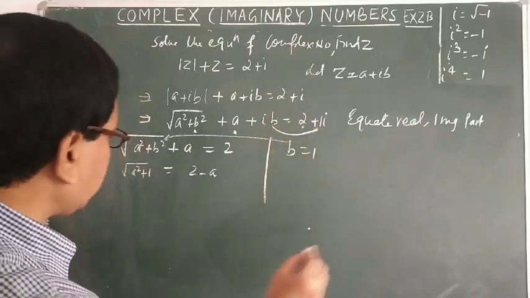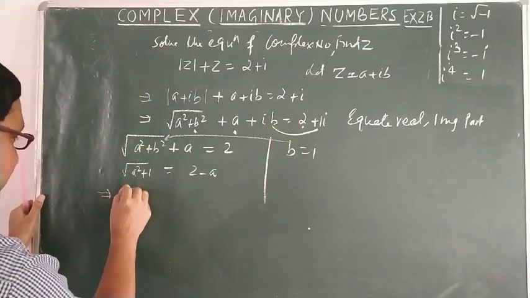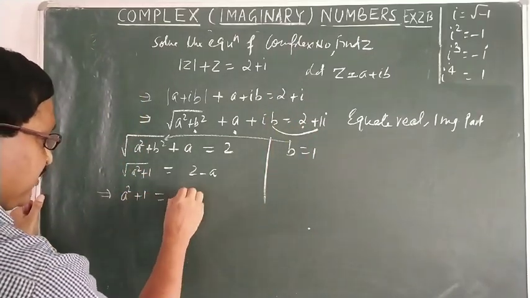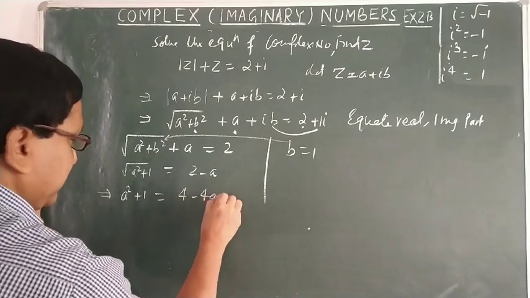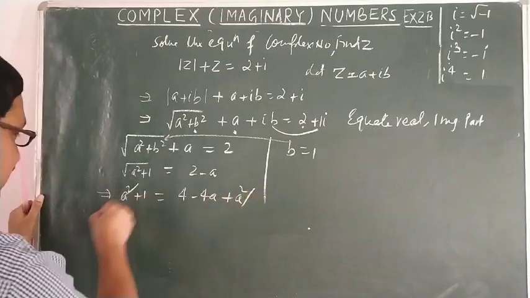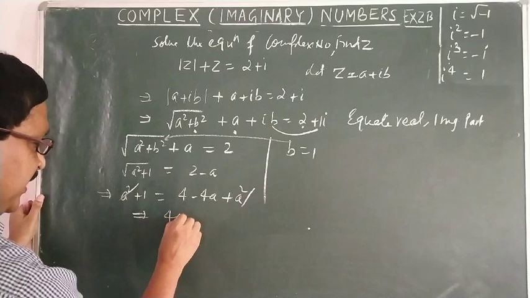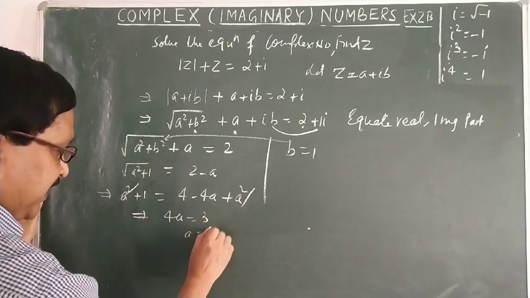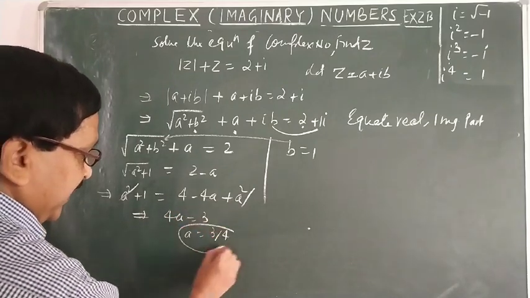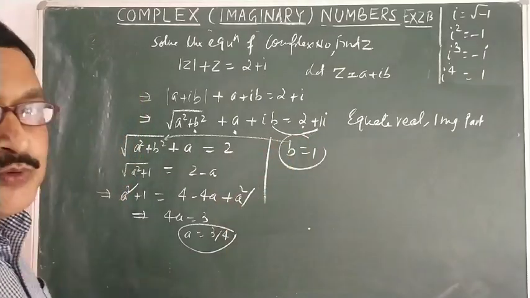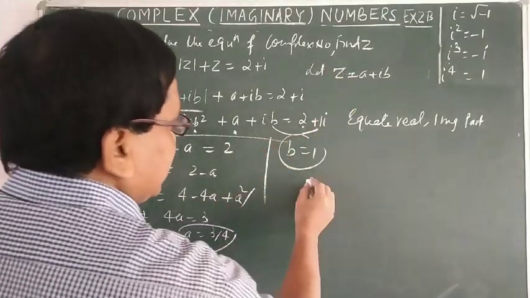Now we are squaring both sides. So this is a square plus 1 is equal to 4 minus 4a plus a square. This a square cancelled. So we get 4a is equal to 3, and hence a is equal to 3 by 4. a is equal to 3 by 4, b is equal to 1. So your complex equation is solved.